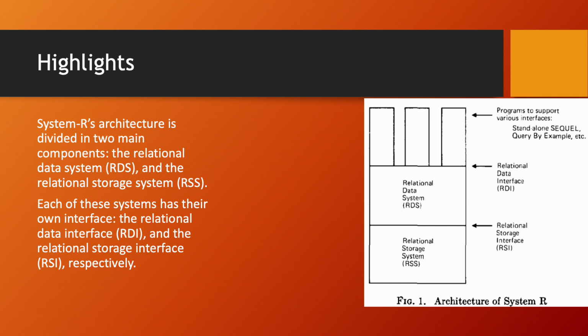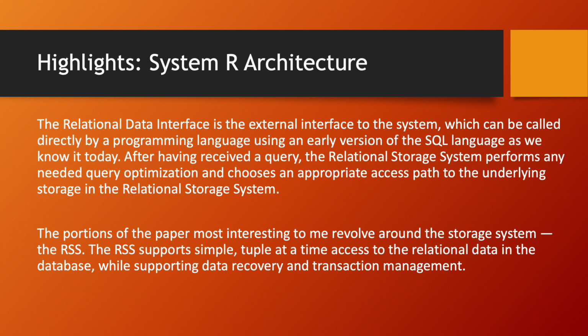System R's architecture is divided into two main components: the Relational Data System, RDS in short, and the Relational Storage System, RSS in short. Each of these systems has their own interface, the Relational Data Interface and the Relational Storage Interface, respectively. The Relational Data Interface is the external interface to the system, which can be called directly by the programming language using an early version of the SQL language as we know it today. After having received a query, the Relational Data System performs any needed query optimization and chooses an appropriate access path to the underlying storage in the Relational Storage System.